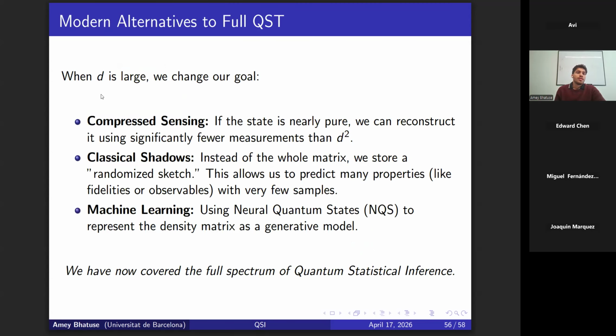And to deal with this, there are some specific techniques, something called compressed sensing, classical shadows, and machine learning. I won't go deep into it, but if you have questions, you can ask me about them. And with this, we have more or less covered the full spectrum of quantum statistical inference.